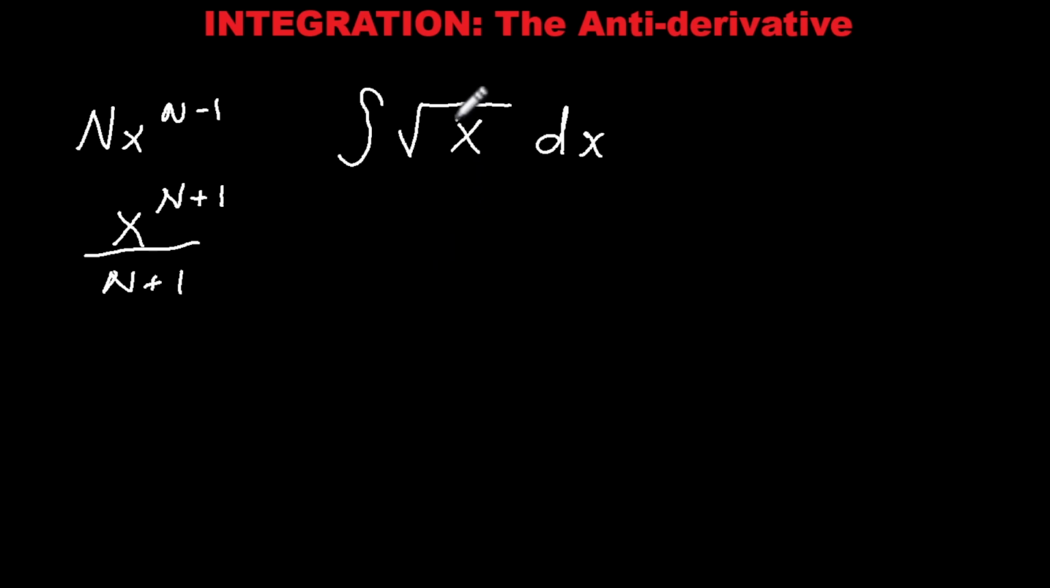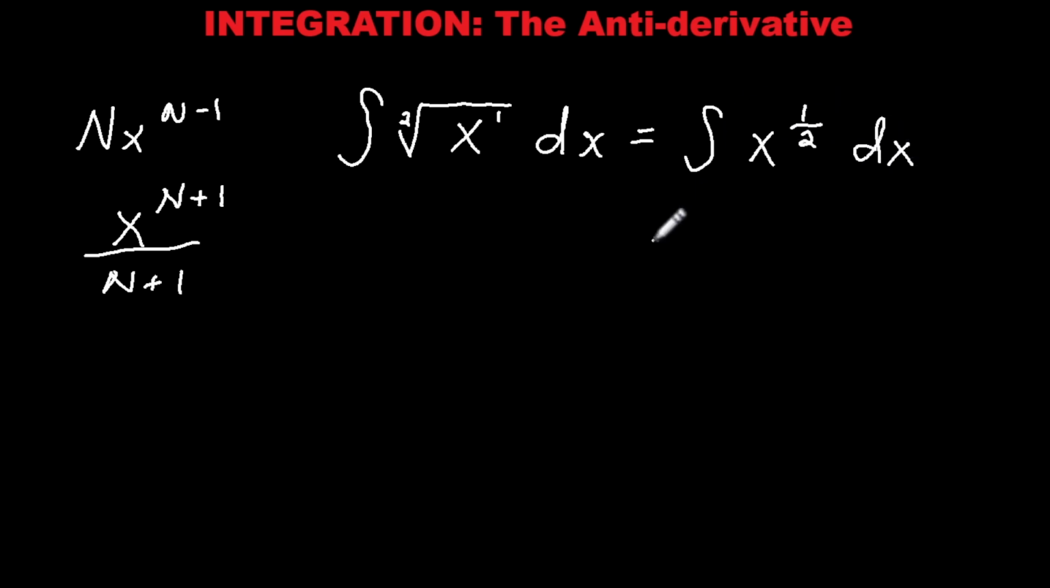Now, here we're asked to integrate a radical. The first thing that I want to do is put this in the form where it has a fractional exponent. So over here, I'm just going to rewrite it as x to the 1/2. The 1 is underneath. The index here, when it's not written, is a 2. So this is the 1/2 power dx.